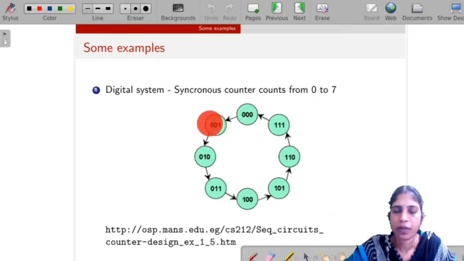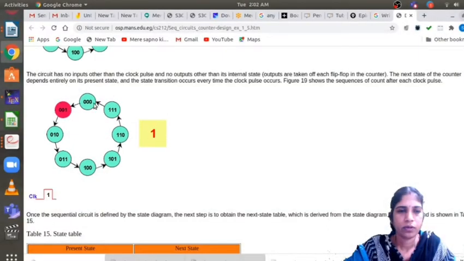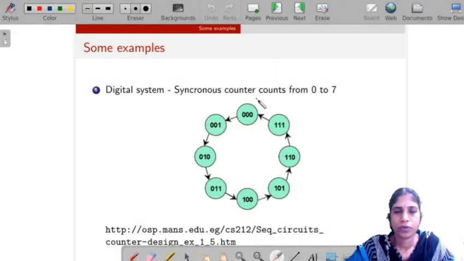When we apply a clock signal, there is a transition from one count to the next count. For each transition there is a clock signal. So consider this example in animation. Here it goes from 0, 0 to 1, 1, 0, 1, 0. Here is the clock signal. There are 8 clock signals. For each clock signal it goes from one state to another state. So in this system there are 8 different states, and there is a transition from one state to another state.